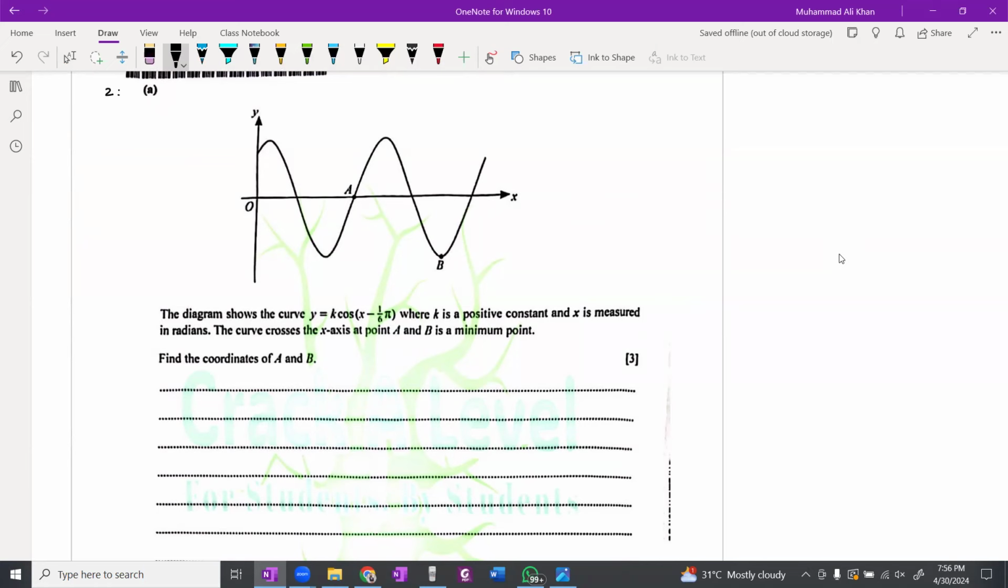First, I'm calculating the coordinates of A. For A, y is 0. So can I say k cos(x minus 1 upon 6 pi) equals 0. And after that, cos(x minus 1 upon 6 pi) equals 0, and x minus pi by 6 equals cos inverse of 0, which is pi by 2. What we are finding is the coordinates of A, and if y equals 0, then the first value of x from where the curve crosses the x-axis is pi by 2 plus pi by 6, which is 2 pi by 3. So this is the first value from where the curve crosses the x-axis, 2 pi by 3.